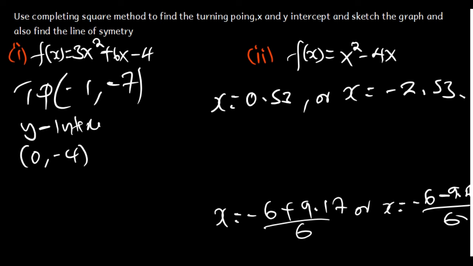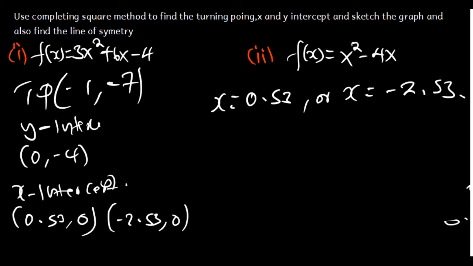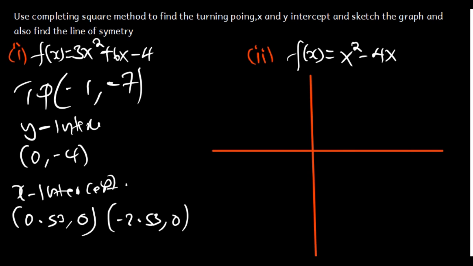So now we have the x-intercept. When y is 0, we have 0.53 comma 0, and also negative 2.53 comma 0. So these are the x-intercepts, and those are the y-intercept. Now how do we sketch the graph? So it is very, very simple now. Since we have everything, it's just a matter of us plugging in the values here. So we have this and this.